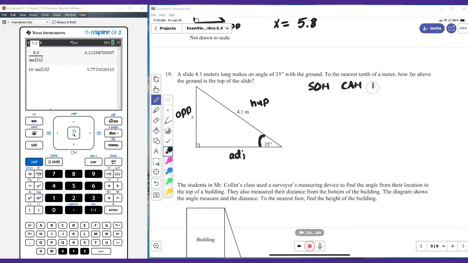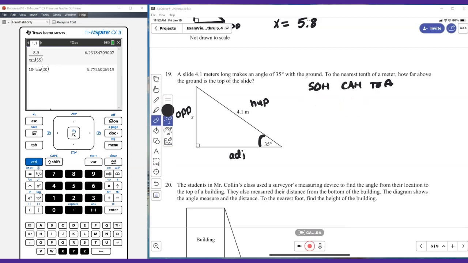SOHCAH TOA, and you notice that we use hypotenuse and opposite. We're going to use hypotenuse and adjacent, so we're going to use cosine. So you're going to write cosine of 35 degrees, and it's the ratio of the adjacent side. I take that back. It's not going to be cosine. It's going to be sine.